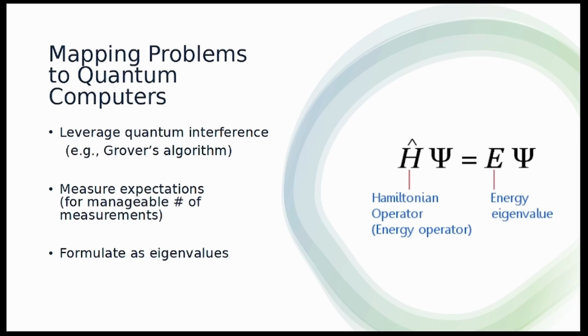Sometimes, like in Grover's search algorithm, we take advantage of quantum interference to amplify the solution. Sometimes, but not for large problems due to the number of measurements required, we can find solutions by an average of probabilistic expectation values. Another approach, which we'll explore further, is to model the problem as one of computing eigenvalues.